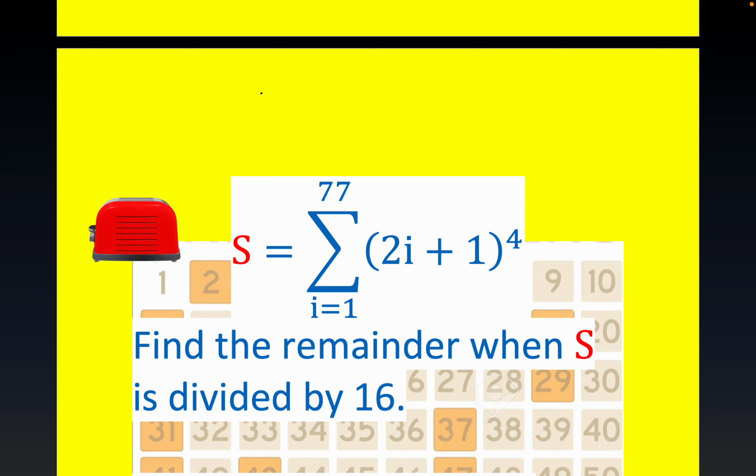We're trying to determine the remainder of this huge sum of numbers when we divide by 16. Of course, this is unmanageable by hand, but let's take a look at what this looks like. For i equals 1, you would have what, 3 to the 4th power?